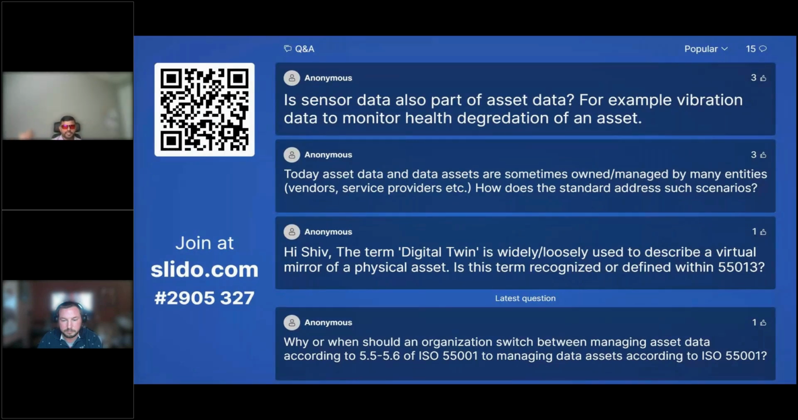Now, that object could be the asset. Asset data would be facts about the asset. And the vibration data coming in through an IoT sensor is constantly giving you some fact about that asset, that it is vibrating at a certain frequency. Thereby, the vibration data can be considered as asset data. I hope that was clear. Okay, thank you.